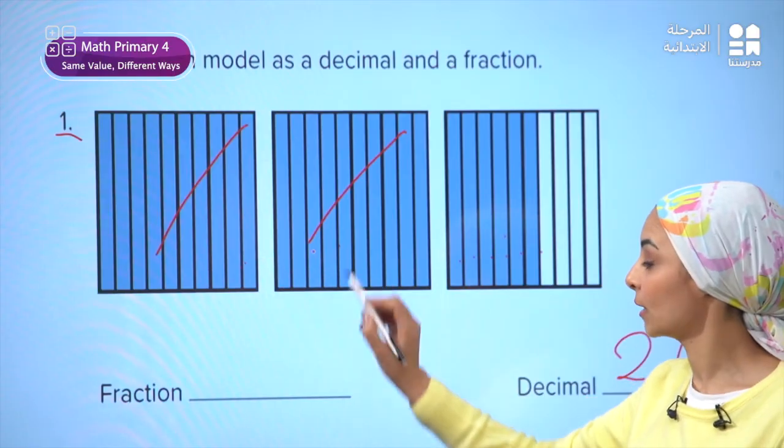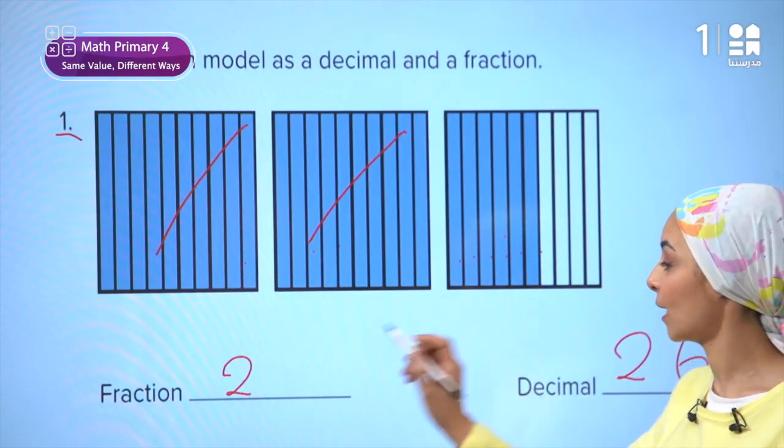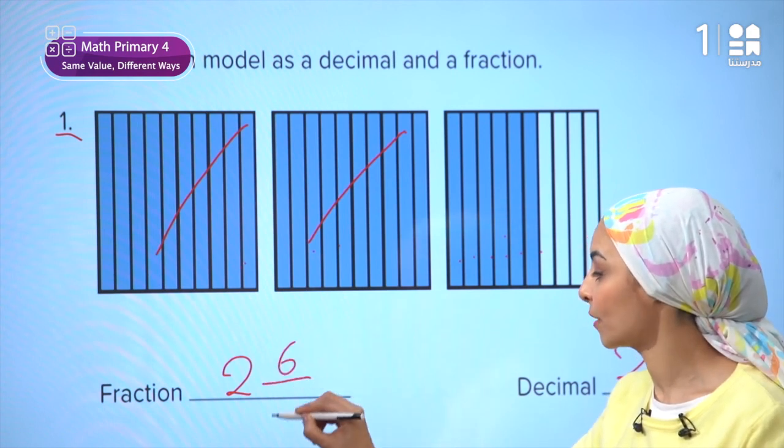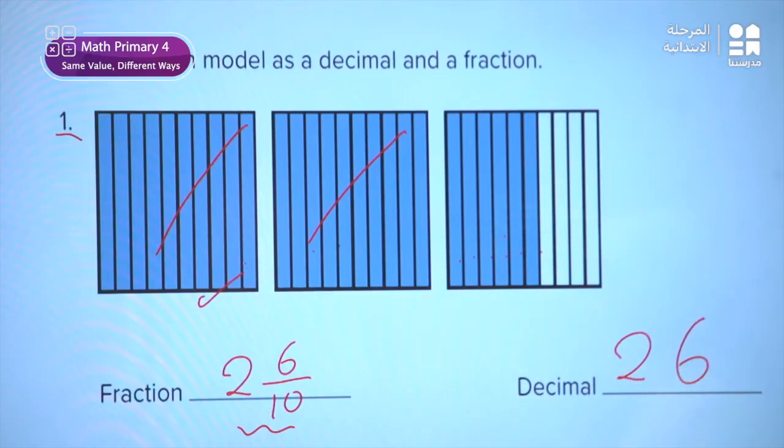Okay. What about if I want to write this as a fraction? Because I have 2 whole, I will write 2 whole. What about the parts? I have 6 out of 10, so 2 and 6 over 10, which is a mixed number. Okay, why did I write 10? Because I have 10 columns in the model. Each model has 10 parts.